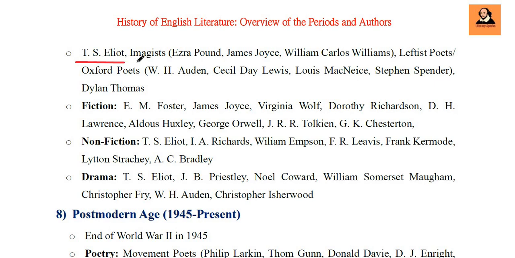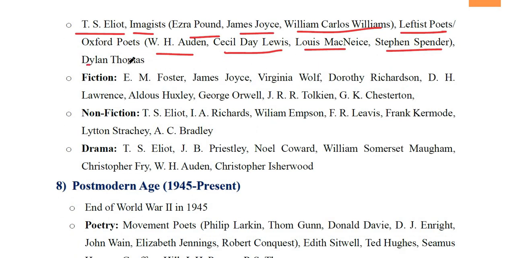Then we have a group of poets known as imagists like Ezra Pound, James Joyce, William Carlos Williams. Then we have leftist poets or Oxford poets, W.H. Auden, C. Day Lewis, Louis MacNeice, Stephen Spender, and Dylan Thomas.